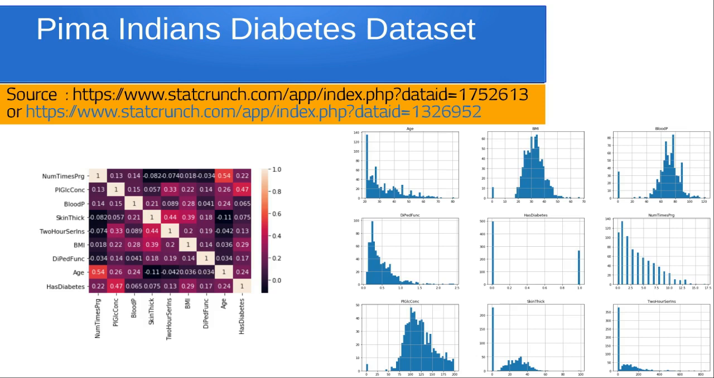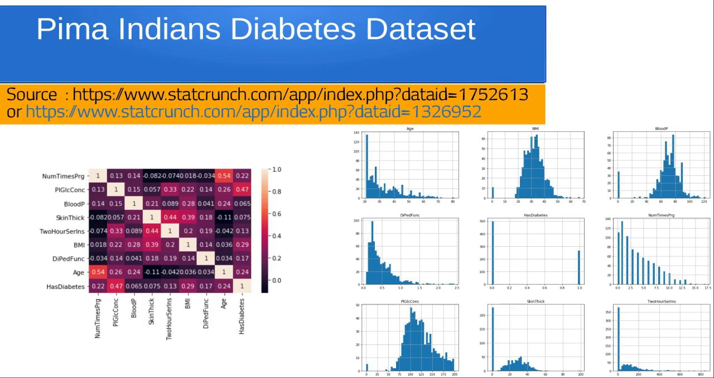Missing values are believed to be encoded with 0 values. The datasets consist of several medical predictor, that is independent variables, and 1 target, that is dependent variable. The independent variables include the number of pregnancies the patient has had, their body mass index, insulin level, age, etc. The variable names are as follows.